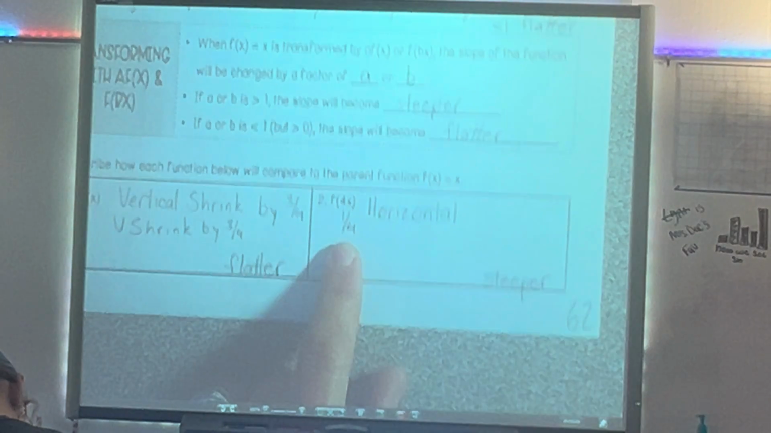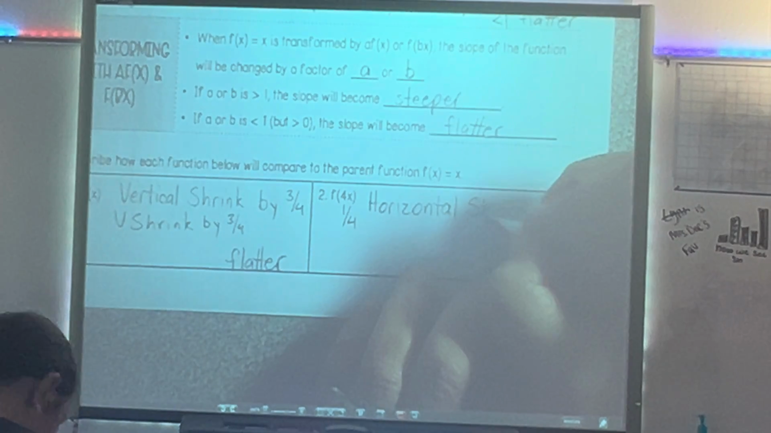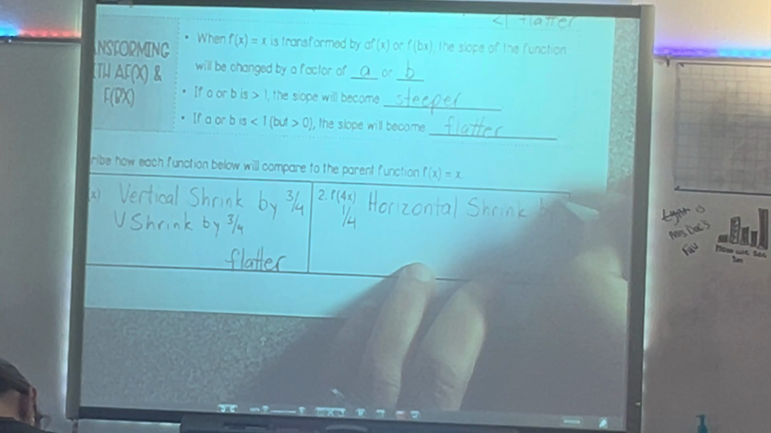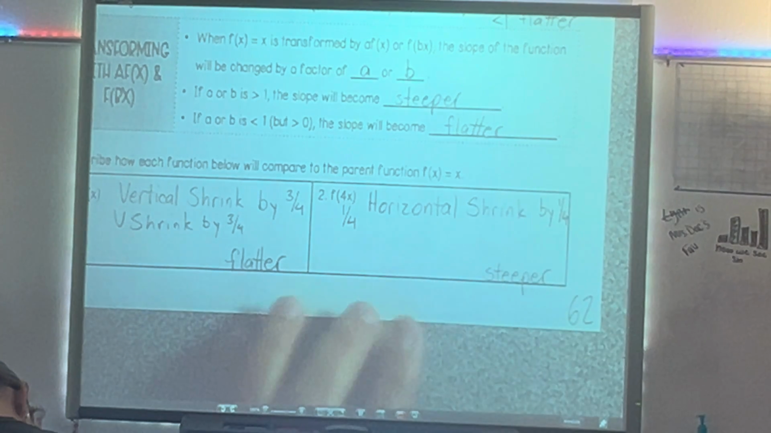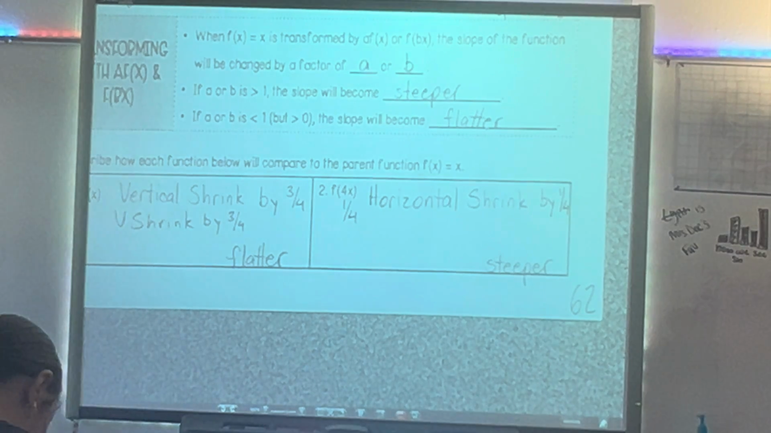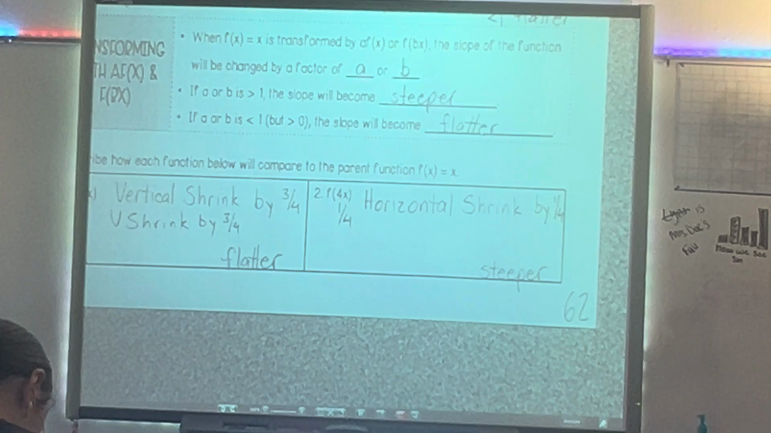And this number ended up being less than 1, right? So it's still going to be called a shrink or compression by 1/4, in which case you could write that as an H shrink by 1/4. Is everybody okay with that? It's still visually going to be steeper because I'm still multiplying the 4 times the x. Is everybody okay with that?